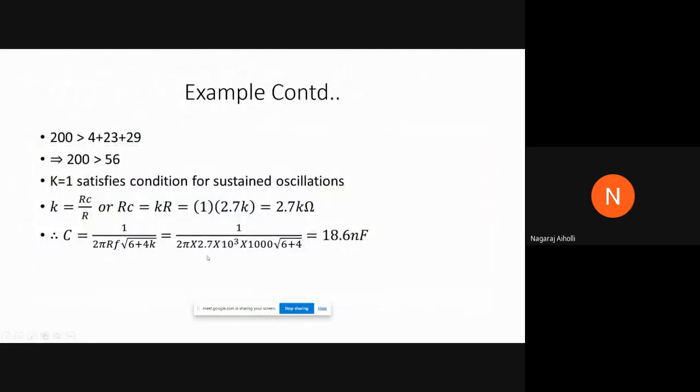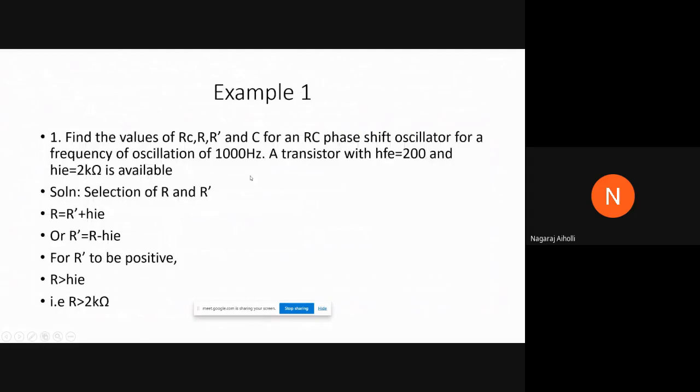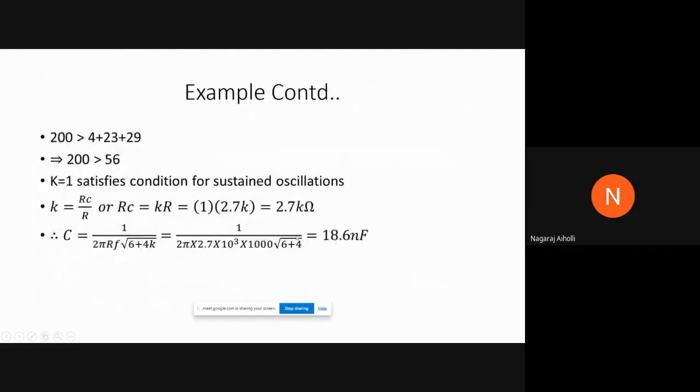That is 1 divided by 2 pi. R is 2.7 into 10 raised to 3, into F is 1000. They have given the frequency value as 1000 hertz. Substitute that, fine. Root of 6 plus 4 into 1, K is 1. So if we calculate this, it comes out to 18.6 nanofarad. Fine, students. So like this, we have to solve this particular example.